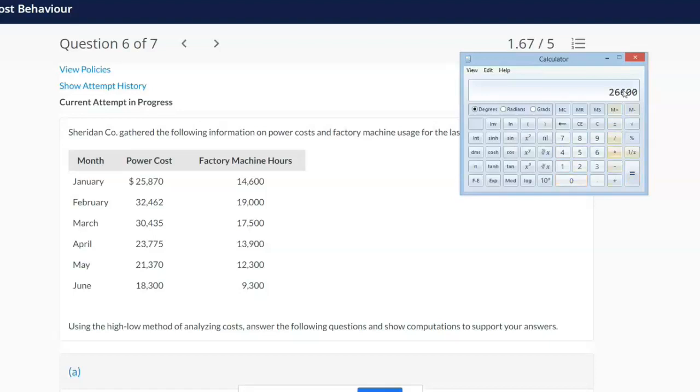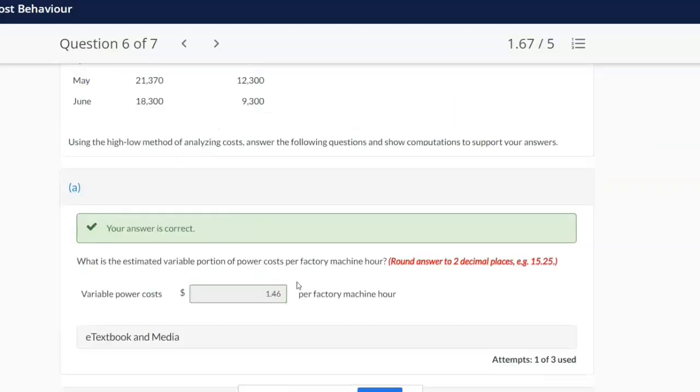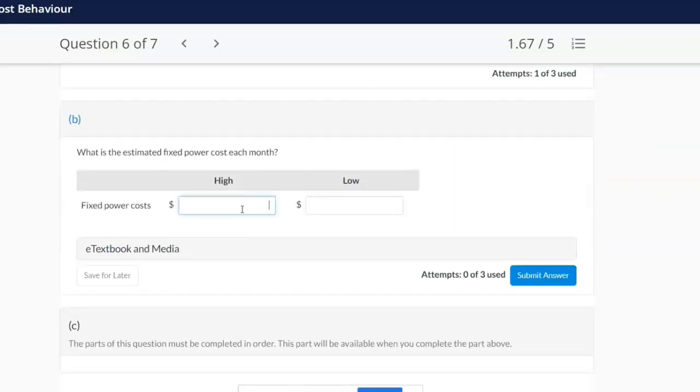So the variable portion is 27,740. Subtract the total 32,462 from that. 4,722.